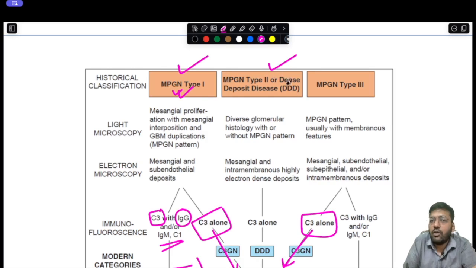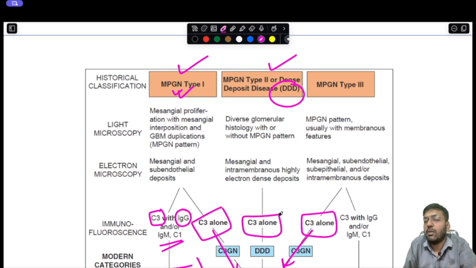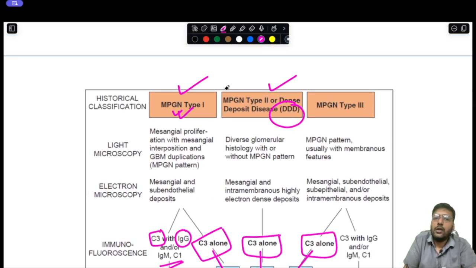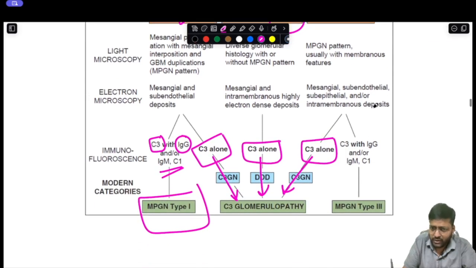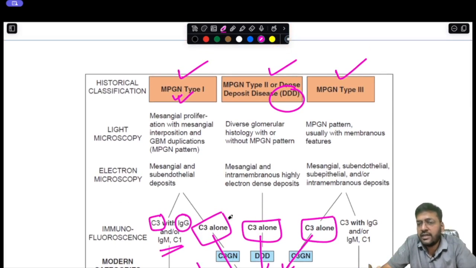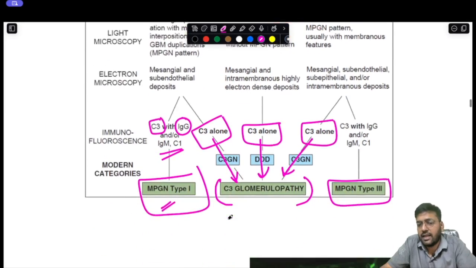Whereas in MPGN type 2 or dense deposit disease, only C3 is coming out to be positive in most cases. So dense deposit disease is always a C3 glomerulopathy. But MPGN type 1 and type 3, which are only positive for C3, will also come under the broad heading of C3 glomerulopathy. So remember this point. Previously there was a division into MPGN type 1, MPGN type 2 or dense deposit disease, and MPGN type 3. Whereas today you are either having a diagnosis of MPGN type 1 or MPGN type 3, or you are having a diagnosis of C3 glomerulopathy, rather dense deposit disease. Okay, so this is what a little change is there in comparison to the historical classification.